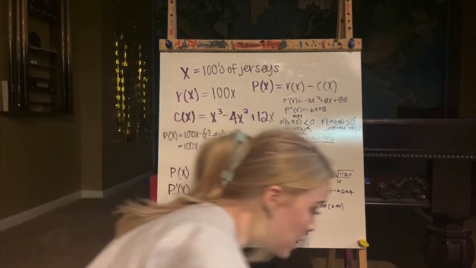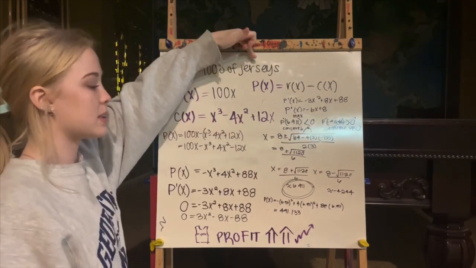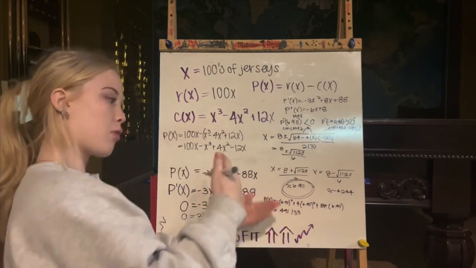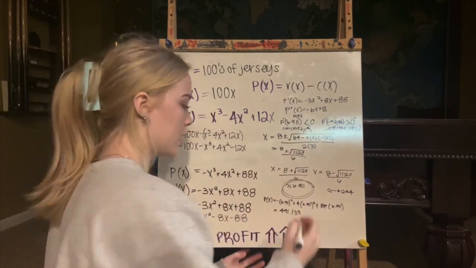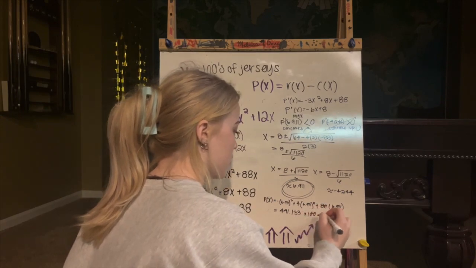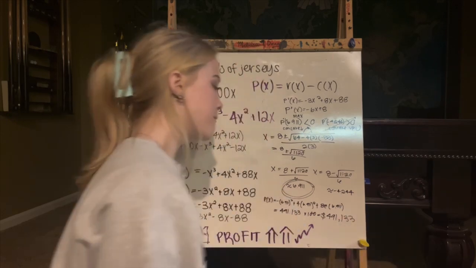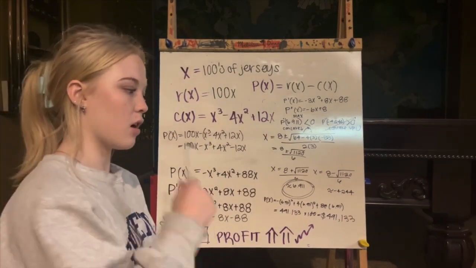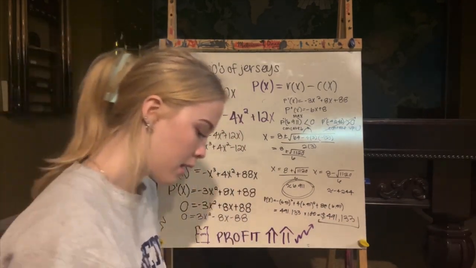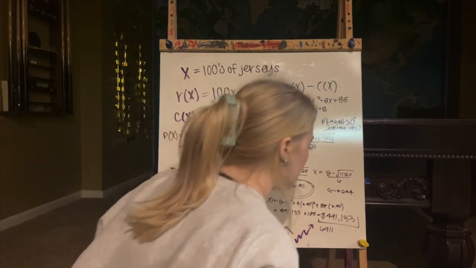Okay, and that is going to come out to 491.133. So now coming back to our x is in hundreds of jerseys, so we are going to multiply both our x and our profit in terms of x by 100, which is going to give us a profit of $491,133, and that is our maximum profit after producing 6,911 jerseys.